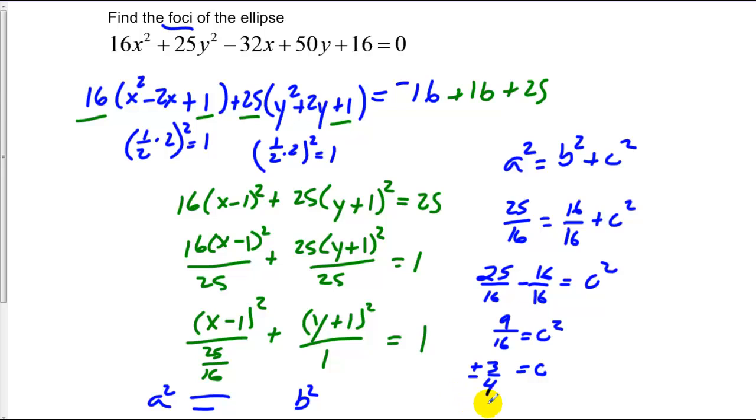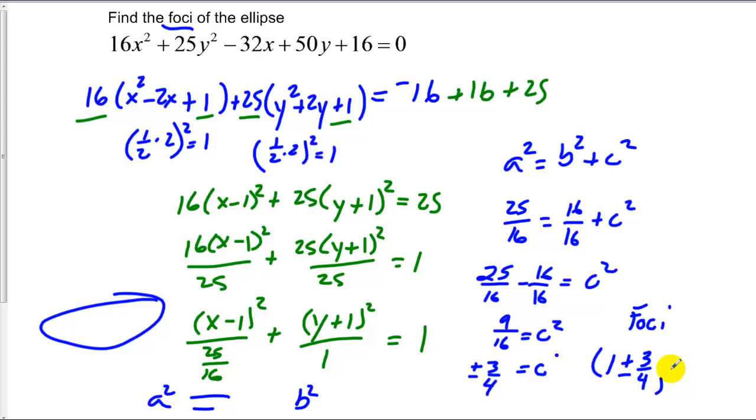To find my foci, I'm going to add that c distance to my center. I have a center of 1, -1. So for the foci, since this is a horizontal ellipse, I start at 1, move left and right 3/4, and go down 1, and there are my foci.